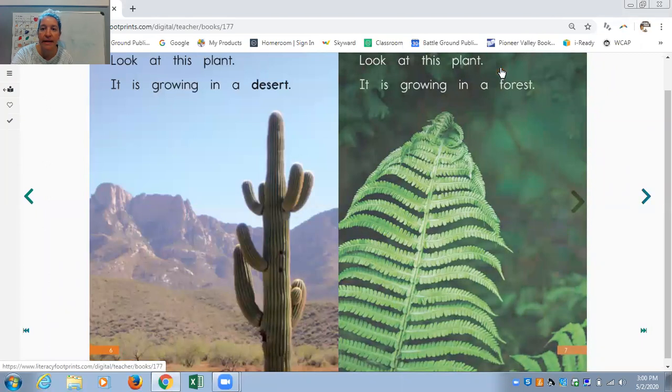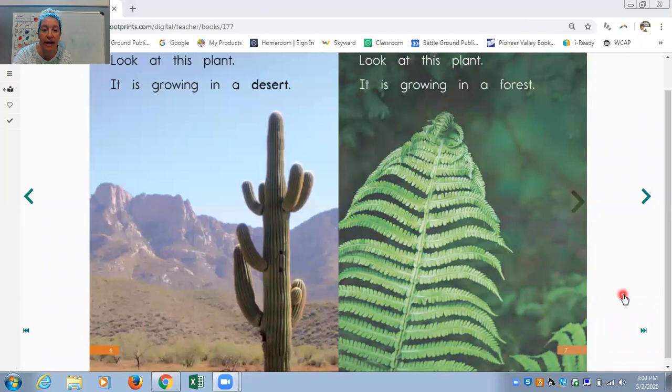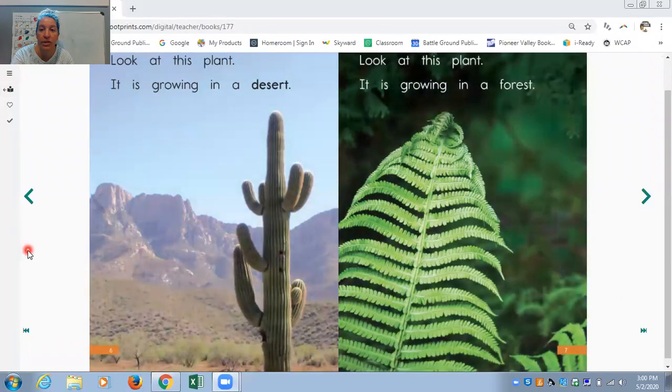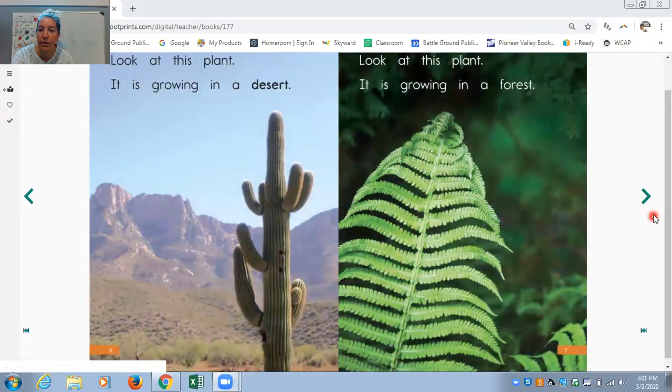Now I see that we've got some plants in maybe what looks like a desert over here. I can see that there's a cactus and there's some high mountains in the background. And again, these are all real photographs. And that's something that we know when we're reading nonfiction texts, is that the author usually puts photographs to show us what they're going to be teaching us. And we can see here that there's plants growing maybe what looks like in a forest.